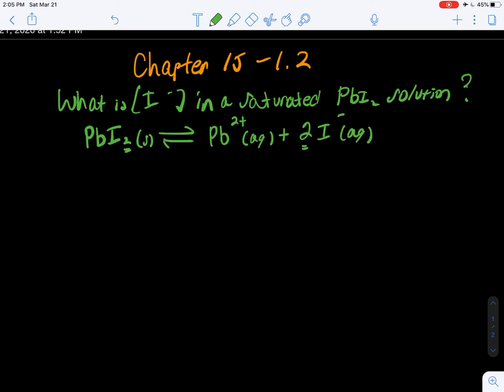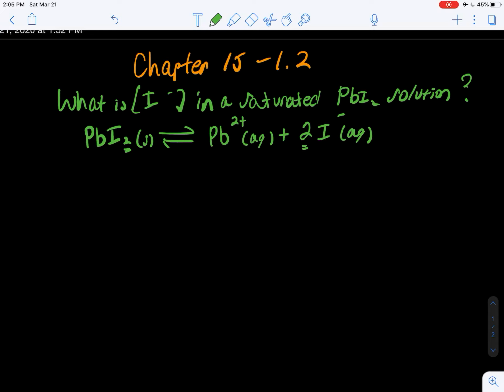And iodide is a -1 ion because it's located in group 7 of the periodic table, the halogens. So because the iodide, because we have 2 of them, contribute a total -2 charge, this must mean that the lead ion is a +2 charge. So this is a lead-2 ion.